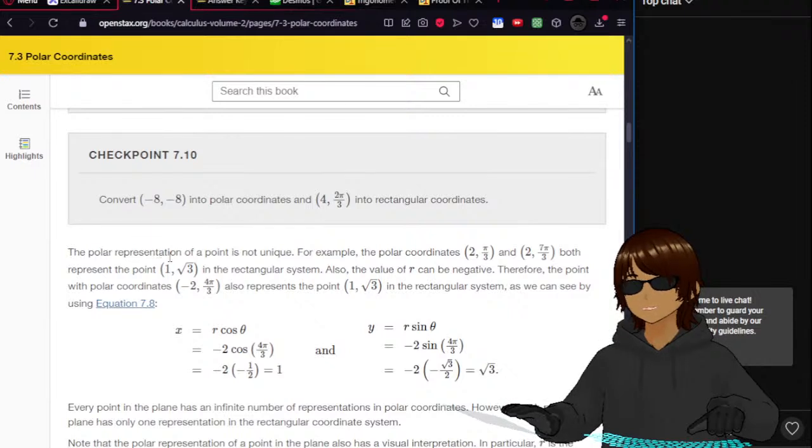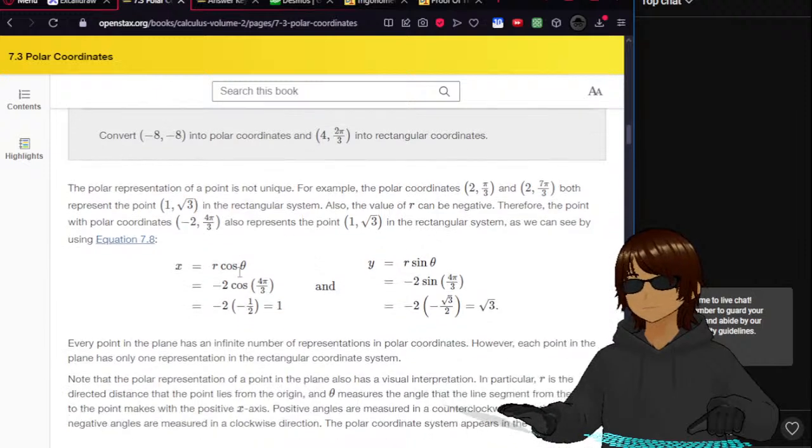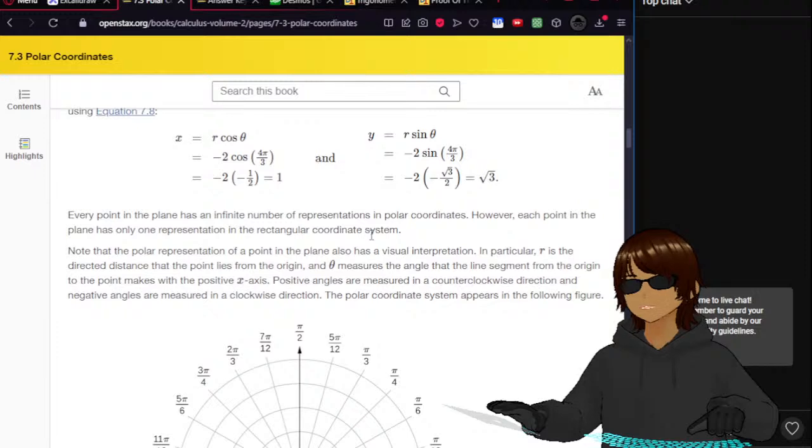The polar representation of a point is not unique. For example, polar coordinates 2, pi over 3 and 2, 7 pi over 3 both represent the point 1, root 3 in a rectangular system. Also, the value of r can be negative. Okay, this I didn't know. Therefore, the point with the polar coordinate minus 2, 4 pi over 3 also represents the point 1, root 3.